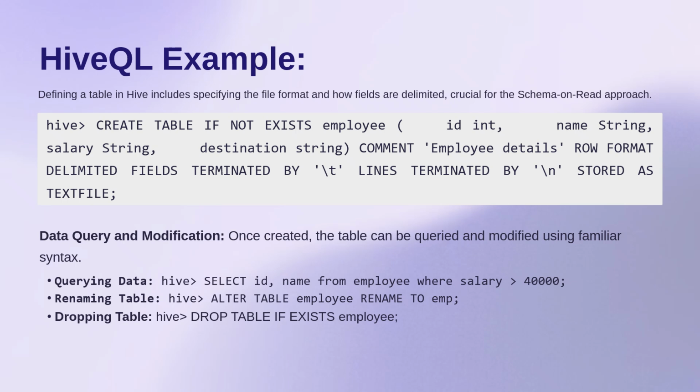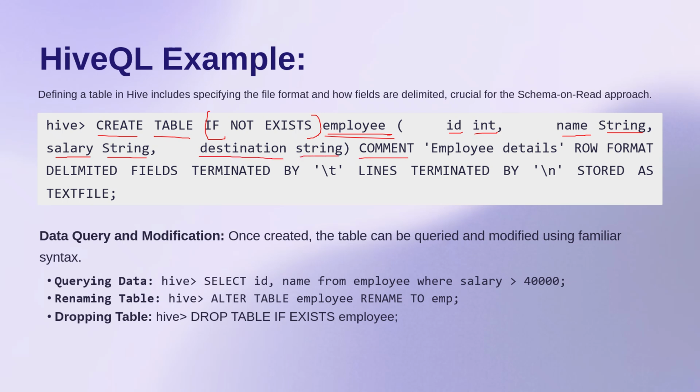This is a query which shows how you can create a table along with a few optional parameters. Here we have written create table to create a table, and we are checking again whether the table exists or not. Then we have written the table name employee. Here id is a parameter, int is its data type, name is another parameter, string is its data type, salary is a parameter, and string is the data type of salary. Destination is also a parameter, and string is its data type.